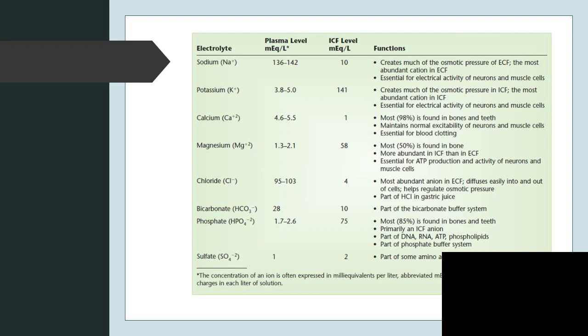Calcium is found in bones and teeth and maintains normal excitability of neurons and muscle cells. It's essential for blood clotting. Magnesium, 50% of it is found in bones. It's more abundant in intracellular fluid than in extracellular fluid, and it's essential for ATP production and activity of neurons and muscle cells. So it's really integral in the production of energy within the cell. I'll go ahead and let you take a look at the rest of that here for a second.